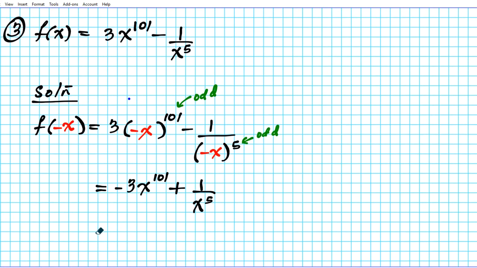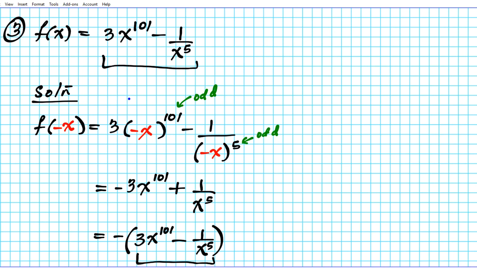Let's illustrate that mathematically. If a function is odd, when you factor out negative from that function, upon composition by f of negative x, this is what it looks like. You have 3x to the 101 minus 1 over x to the fifth, and you will get the negative times the original. Now, this quantity right here, is it identical to this quantity right here? It certainly is. So that illustrates that this function is the opposite of the original. This is negative f of x.